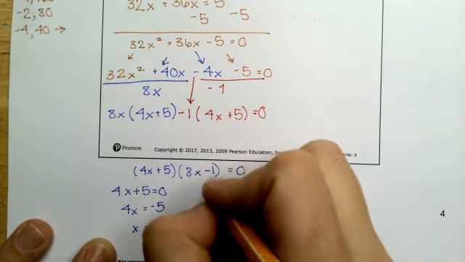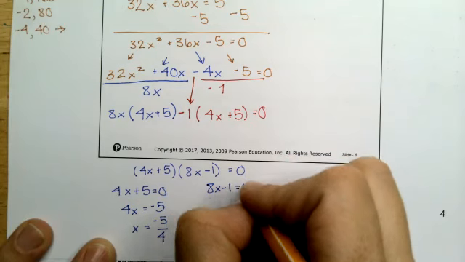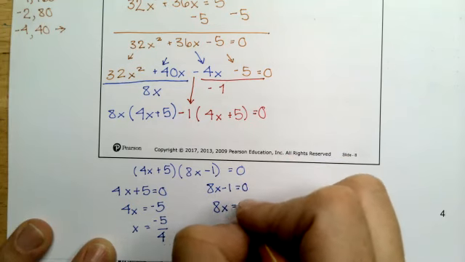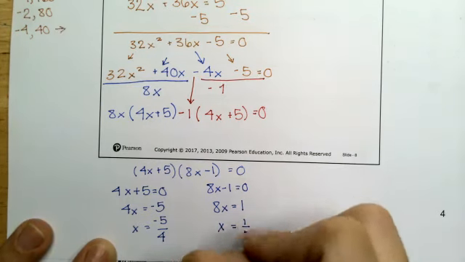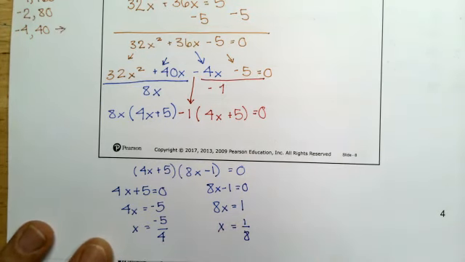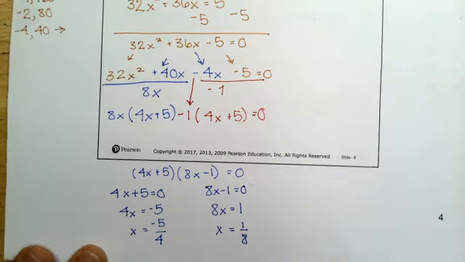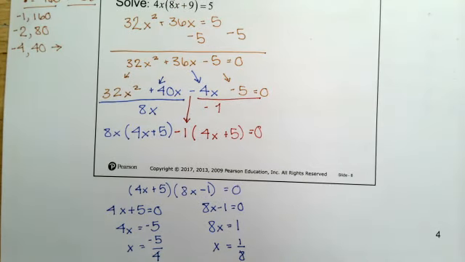And then we have 8x minus 1 is 0. 8x is 1. And then x is 1/8. So we have a negative 5/4 and a positive 1/8. You can check it as well.